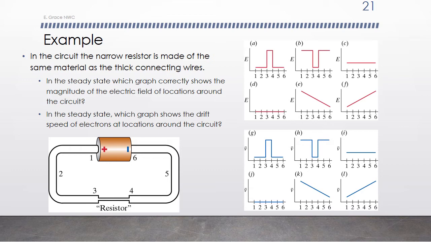All right, so let's do another example. In the circuit, the narrow resistor is made of the same material as the thick connecting wires. In the steady state, which graph correctly shows the magnitude of the electric field at locations around the circuit? So now we're understanding current flow with a little bit more focus on how resistors impact circuitry. And then likewise, in the steady state, which graph shows drift speed of electrons at locations around the circuit?